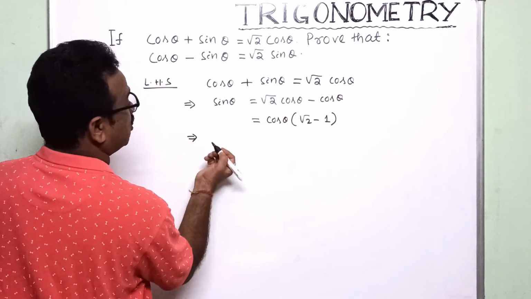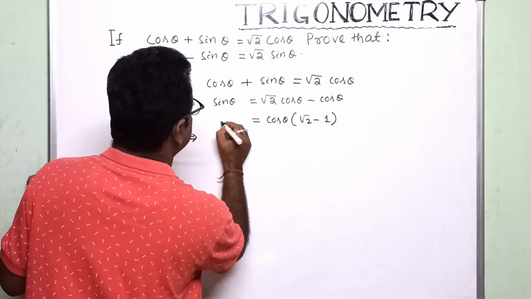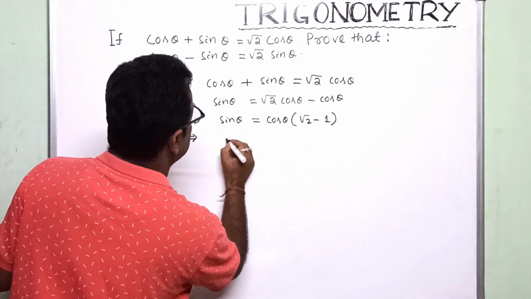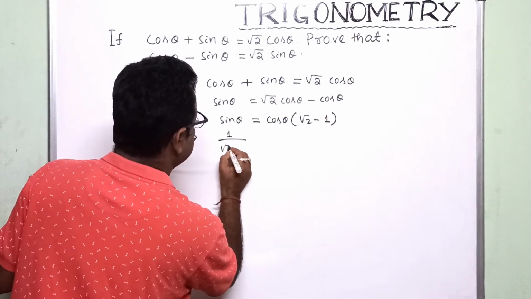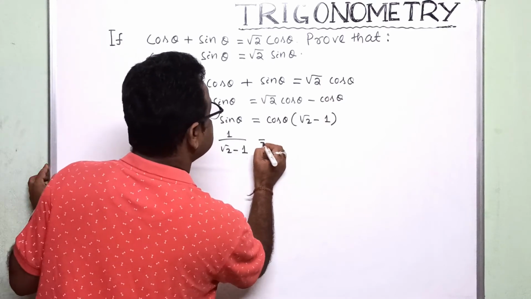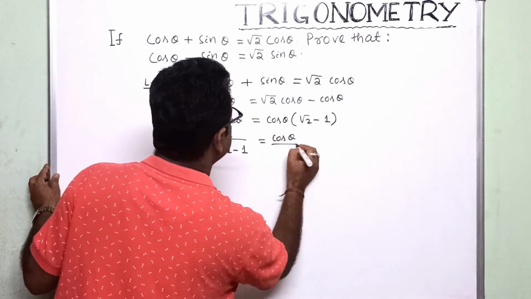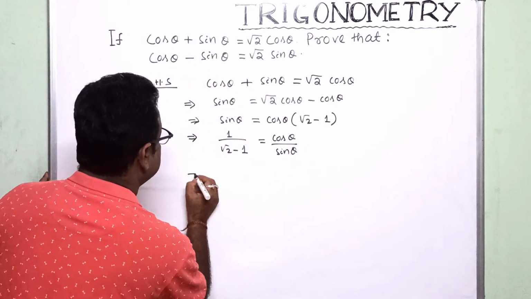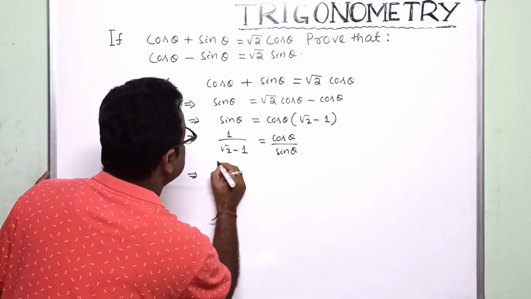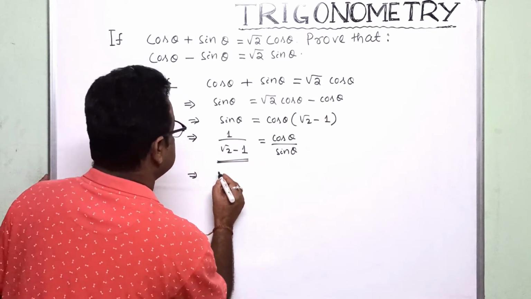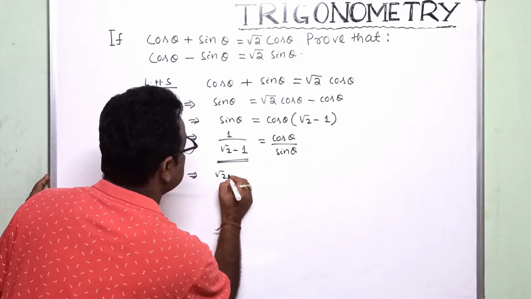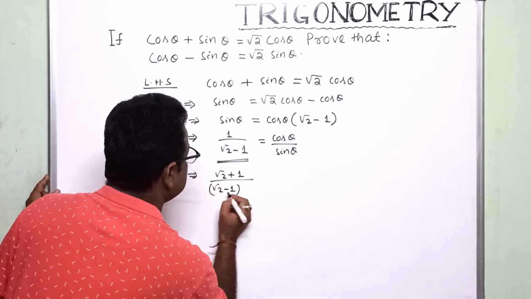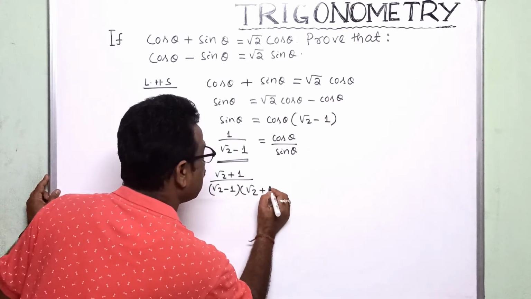That implies this is your sin theta. That implies 1 by root 2 minus 1 is equal to cos theta by sin theta. So that implies, now we'll rationalize. Rationalize. We'll write it as root 2 plus 1 by (root 2 minus 1) into (root 2 plus 1).